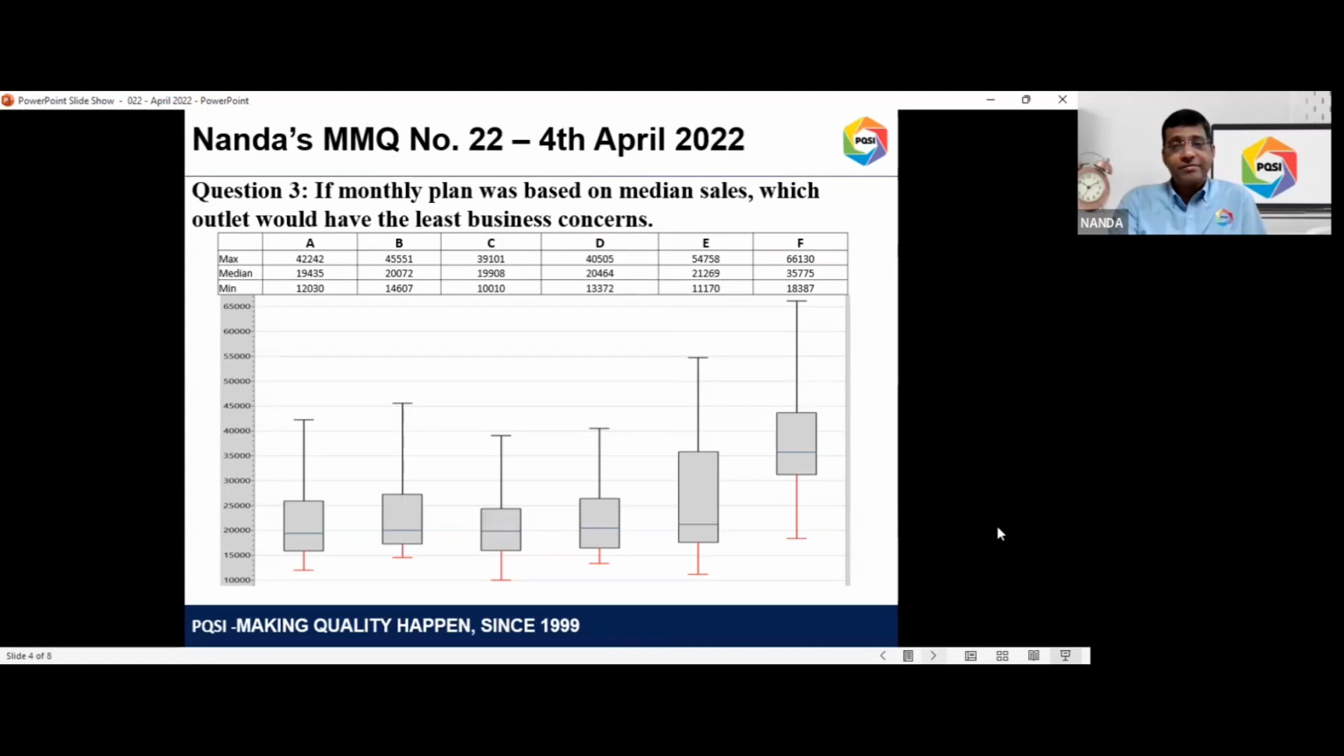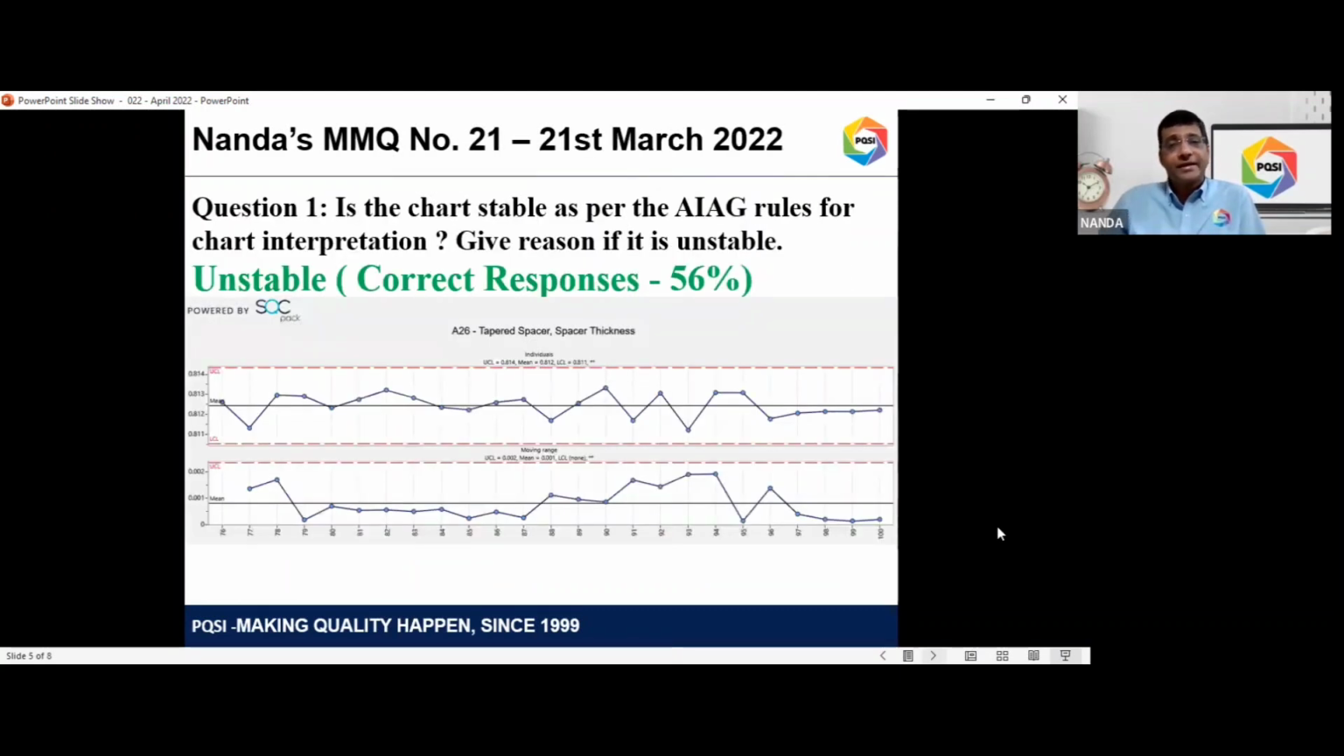Right. So with this information, let me move on to the next section where we declare and explain the quiz answers for the quiz MMQ-21. It was on control charts, and the question that was asked to you is: is the chart stable as per the AIAG rules for chart interpretation, and give reason if it is unstable. Well, 56% of the respondents got this answer correctly.